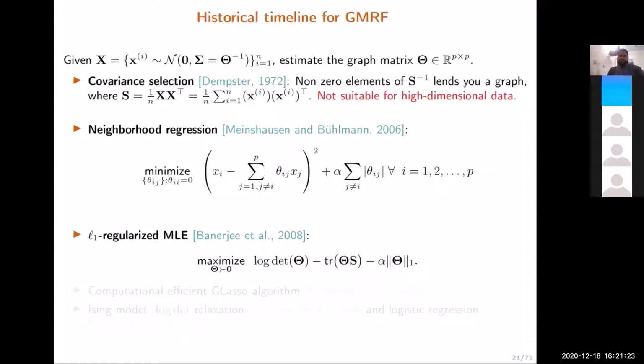Okay, fine. So the first approach came in 1972. There they proposed that just by inverting the sample covariance matrix, you can estimate the precision matrix. So let's see what the sample covariance matrix is.